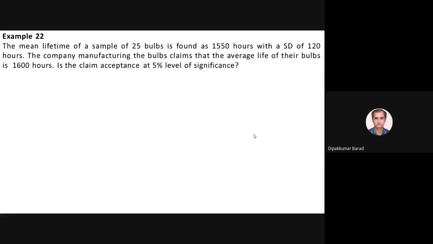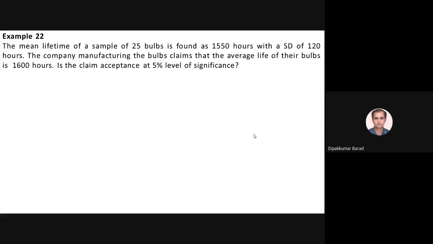Now, the mean lifetime of a sample of 25 bulbs is found to be 1550 hours with a standard deviation of 120 hours. The company manufacturing the bulbs claims that the average life of their bulbs is 1600 hours. Is the claim acceptable at a high level of significance?